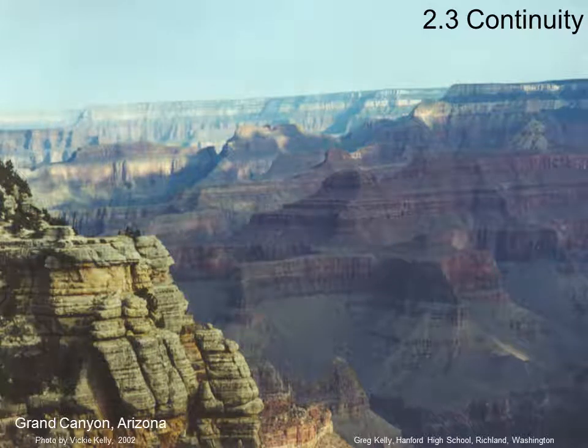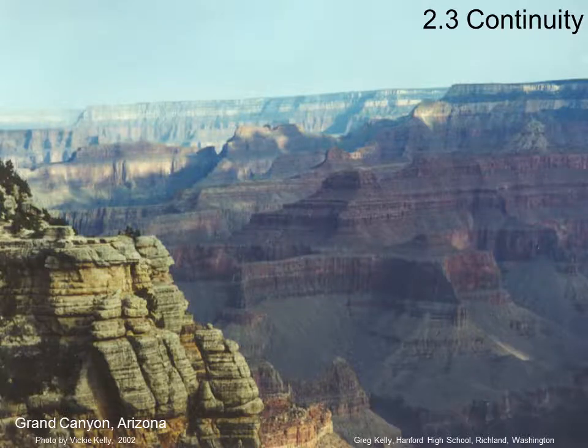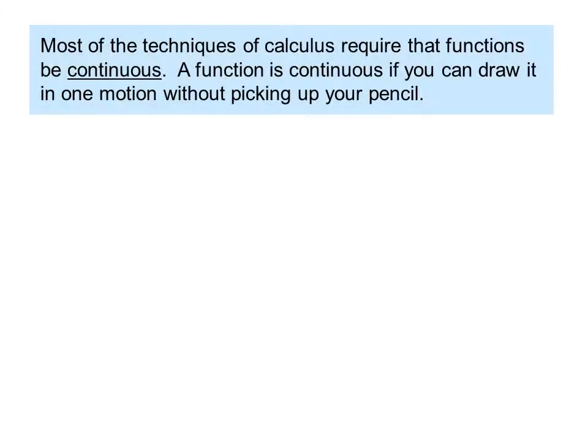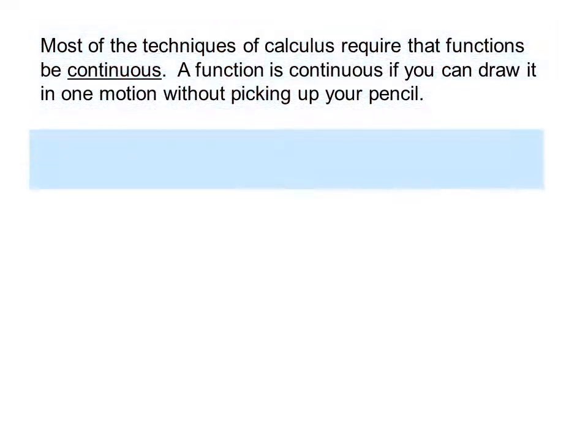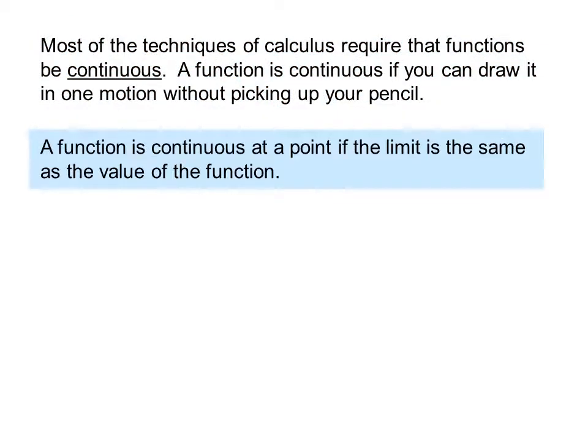Lecture 2.3, Continuity. This is the Grand Canyon in Arizona, taken in 2002. Most of the techniques of calculus require that functions be continuous. A function is continuous if you can draw it in one motion without picking up your pencil. A function is continuous at a point if the limit is the same as the value of the function.